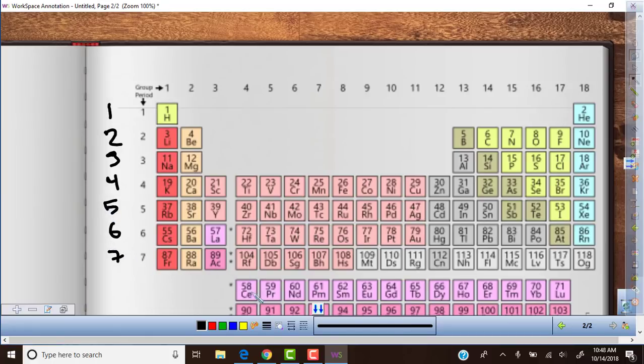Now, if you take a look down here at the bottom, notice that there are extensions of 6 and 7. The atomic numbers go 55, 56, 57, and then down to 58. So this is considered energy level 6, and this one energy level 7 as well.